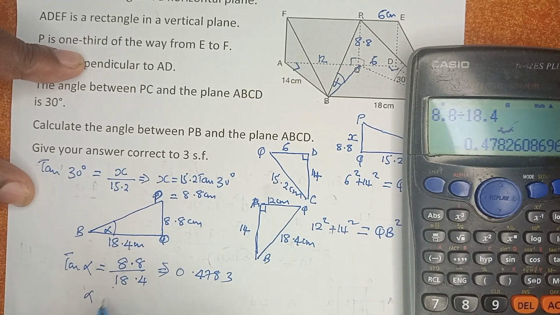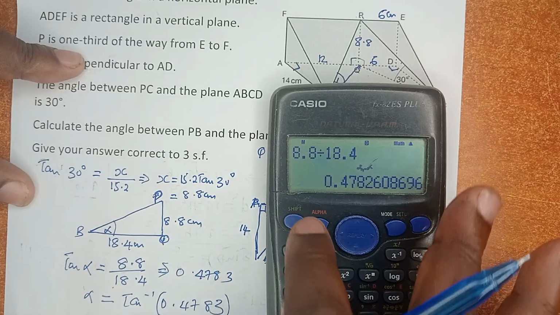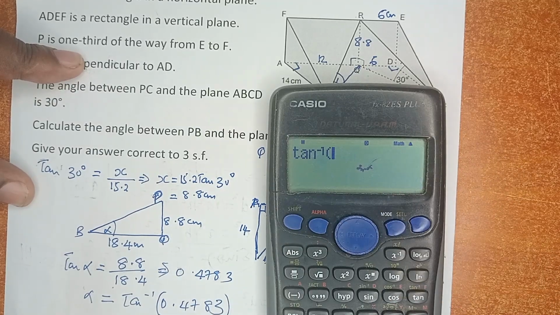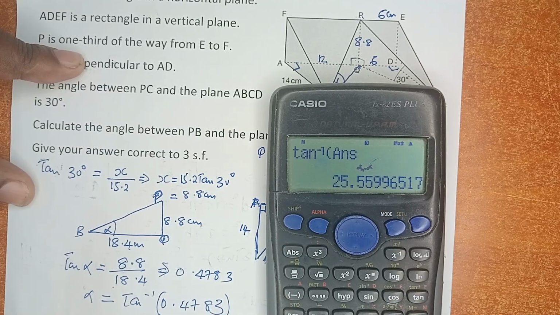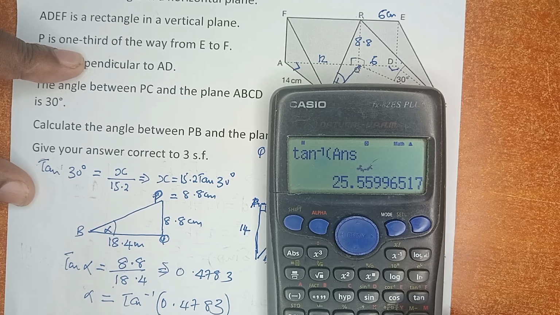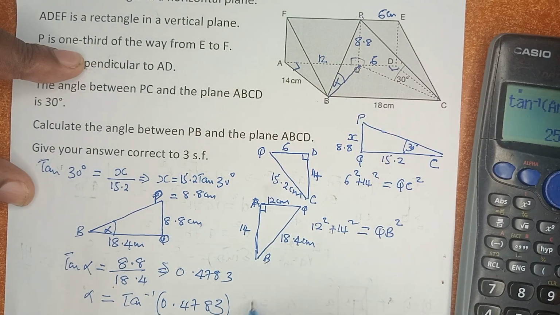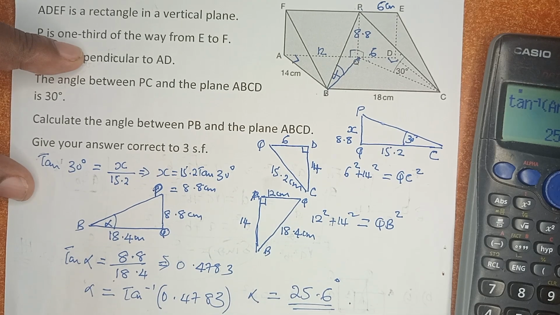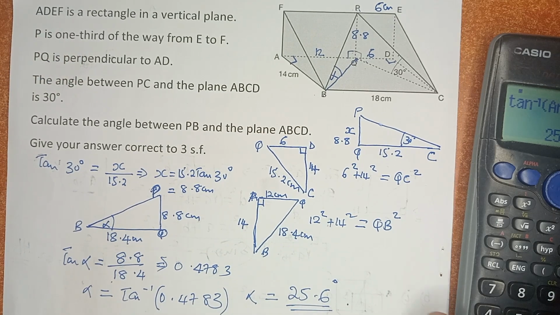So alpha in degrees is tan inverse of 0.4783. In other words, shift tan of the answer, which is going to give us 25.5 degrees, and therefore alpha is 25.6 degrees. And that is the answer to that question.